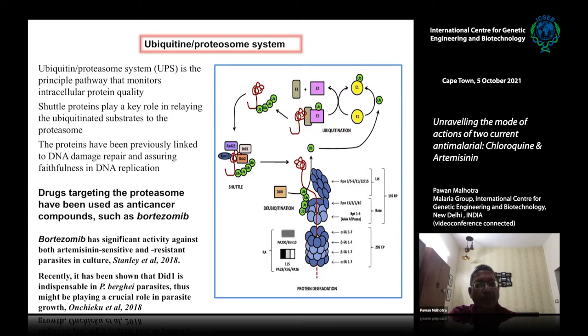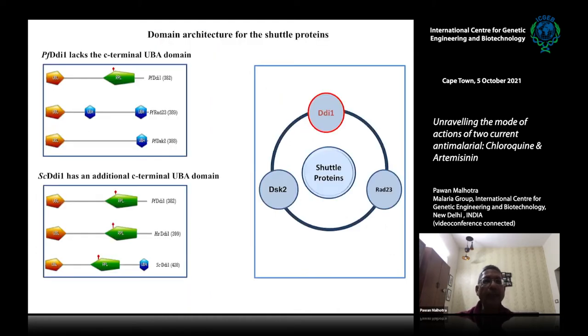And one of the drugs, which is called bortezomib, is being used against this system in case of cancer. So based on all this evidence, NOVA started working on this system. And this slide shows you the three shuttle proteins, which are actually present in most of the eukaryotes. And we could also identify their corresponding genes in the Plasmodium falciparum genome.